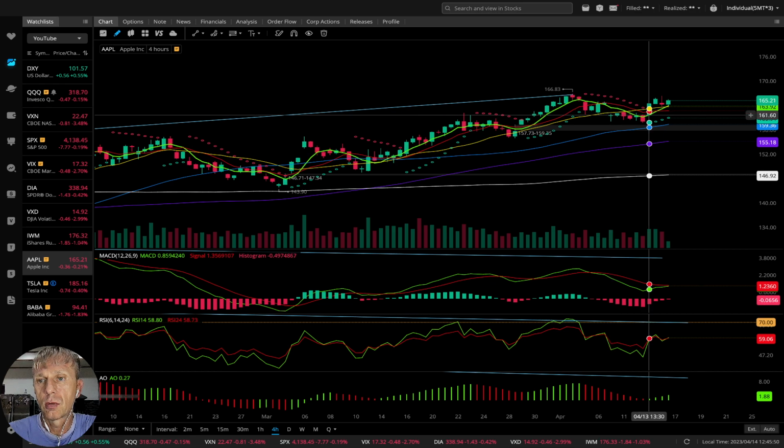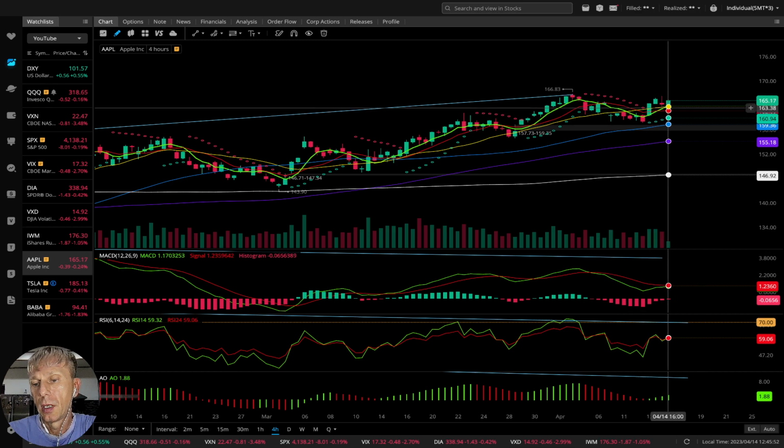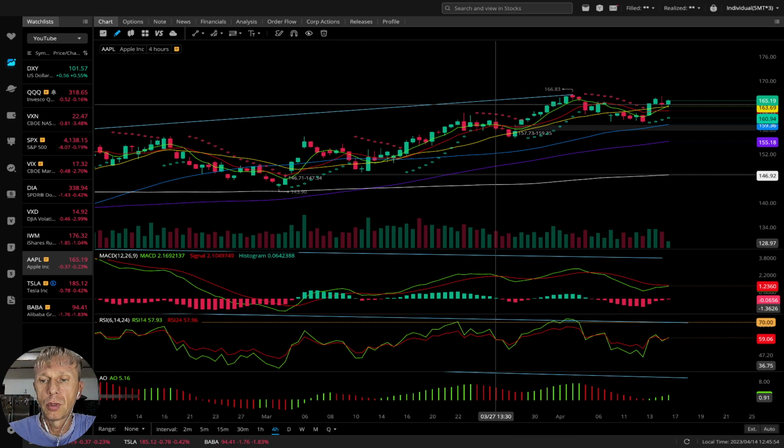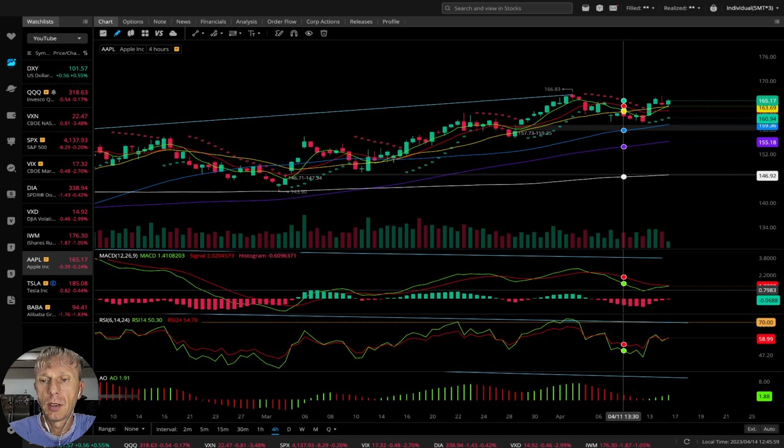MA5 did bullish crossover over 10 and 20, bullish. On 4 hours time frame it's bullish on all indicators. Even MACD ready for bullish crossover.